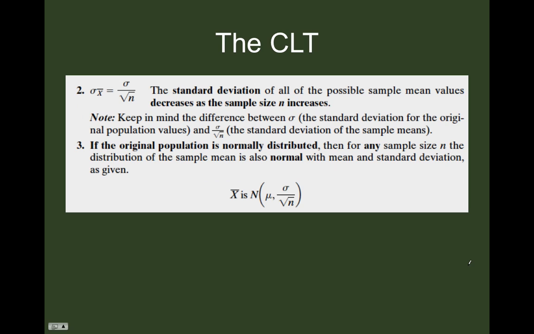Number two, and number two is very important for our calculations. It tells us how to adjust the standard deviation. So what we were seeing in our histogram is reflected in the CLT, the central limit theorem. The standard deviation of all the possible sample mean values decreases as the sample size increases. And there's actually a formula we can use, and the formula is given right here.